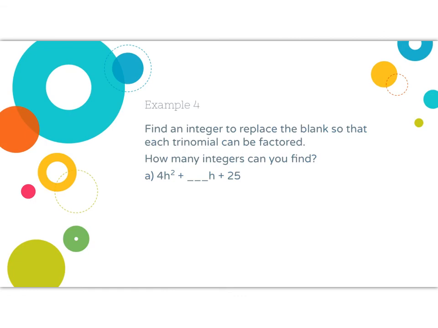Find an integer to replace the blank so that each trinomial can be factored. How many integers can you find? So I know that a times c is 4 times 25. So a times c is 100. So I need two numbers that multiply to 100, and whatever they add to could be this integer in between. So numbers that multiply to 100, and we're going to find out what they add to.